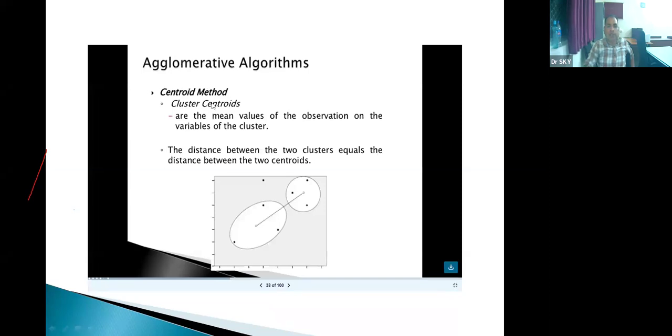Now we come to centroid. What do we do in the centroid method? We take the average of the points of the same cluster. Here we take the average of that and we combine the two. So this is known as the centroid method.